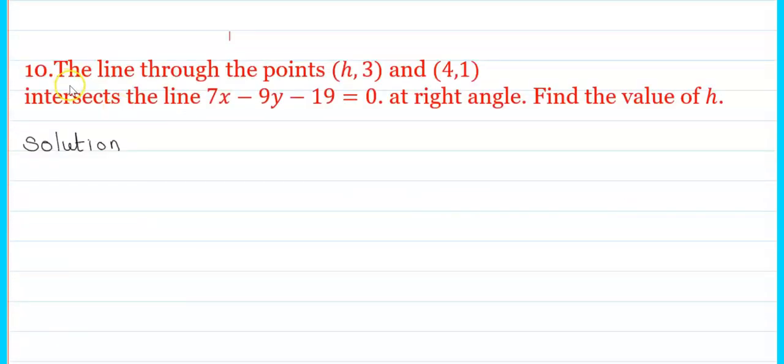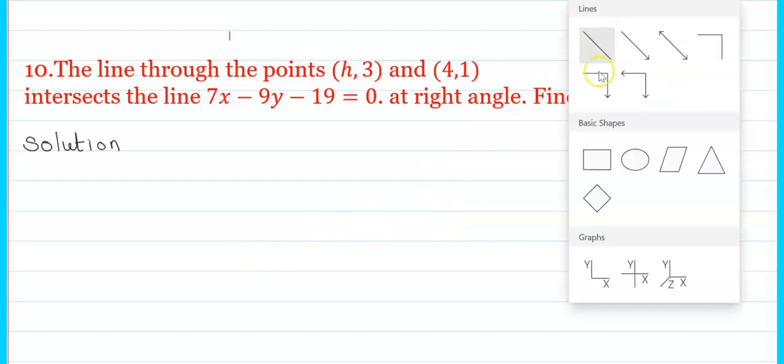Now question number 10. The line through the points (h, 3) and (4, 1) intersects the line 7x minus 9y minus 19 is equal to 0 at right angle. Find the value of h. Okay, now see this here.